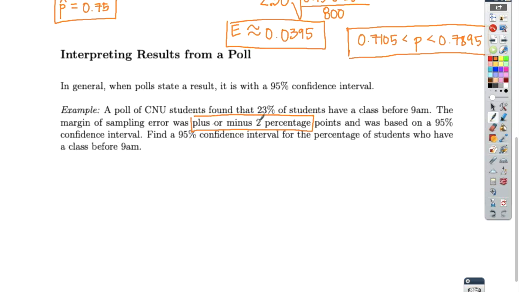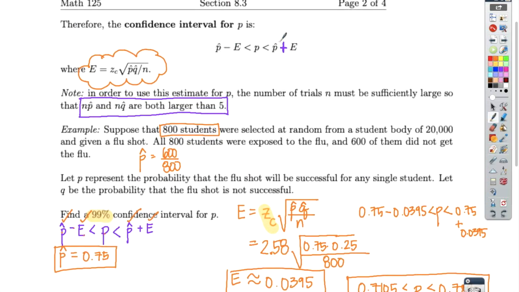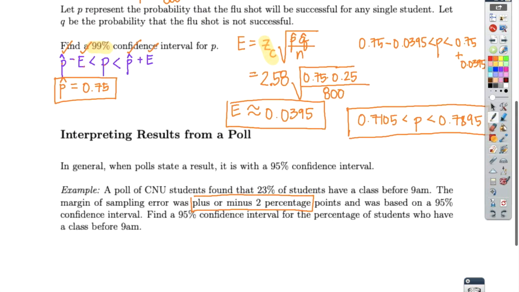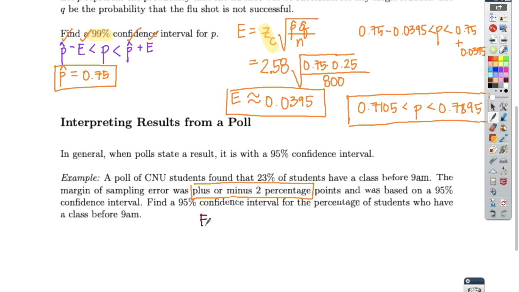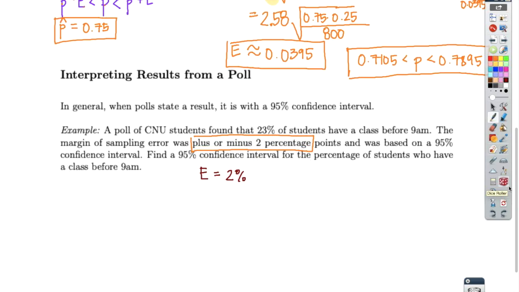Well, the plus or minus 2 percentage points here corresponds exactly to this plus E minus E. Plus or minus is what they're talking about, the error. This is telling us the error is 2%. The language of this problem is already in percents, so we'll just keep it like that. We won't convert anything over to a decimal. Let's keep 23% as 23%, and 2% as 2%.